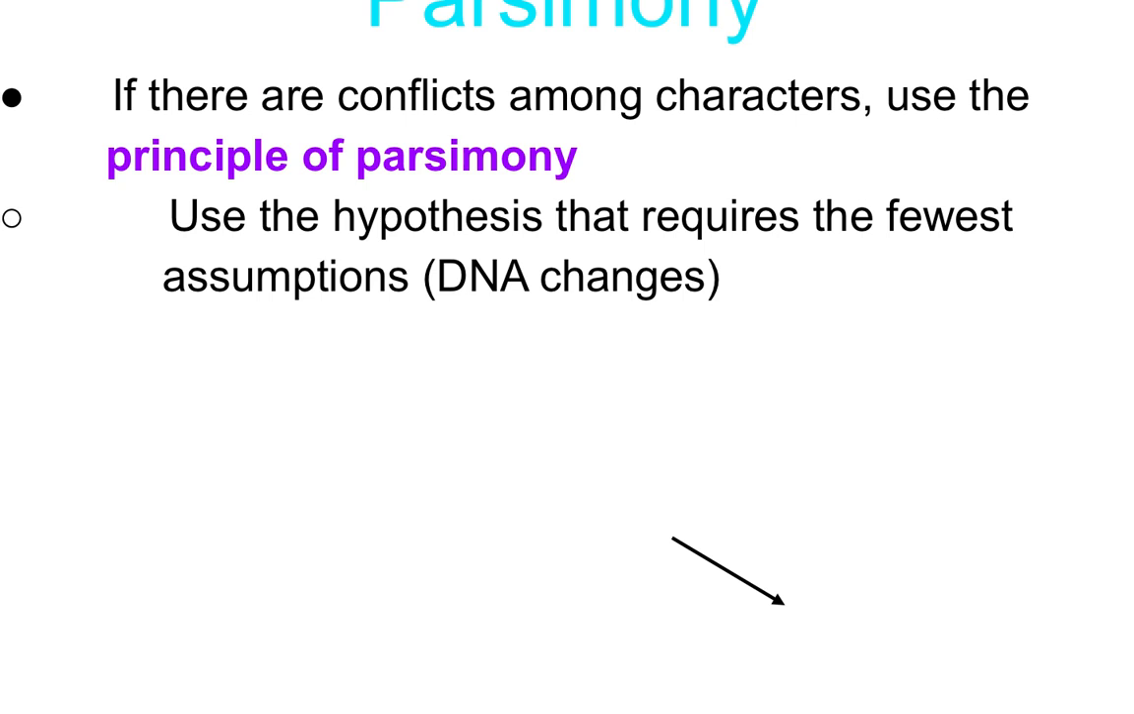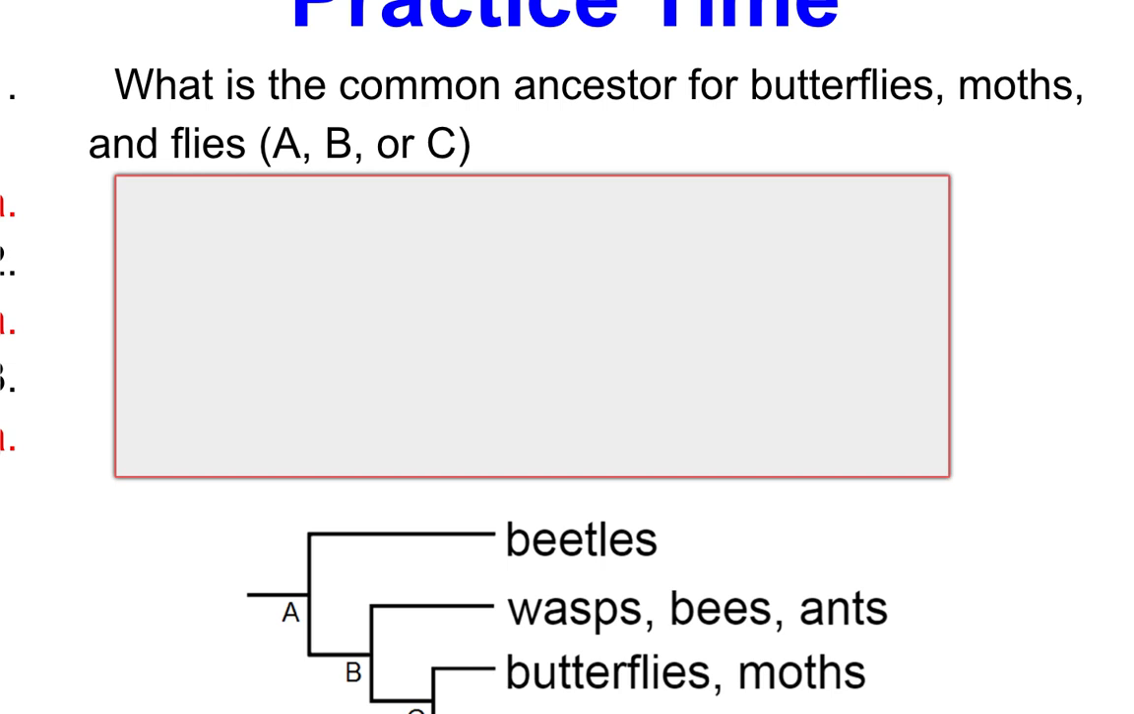Parsimony. If there are conflicts among these characters, we usually refer to the principle of parsimony. This is a hypothesis that requires the fewest assumptions, meaning that there have been the fewest DNA changes. Hands down, the easiest way to explain this vocabulary is to demonstrate it.